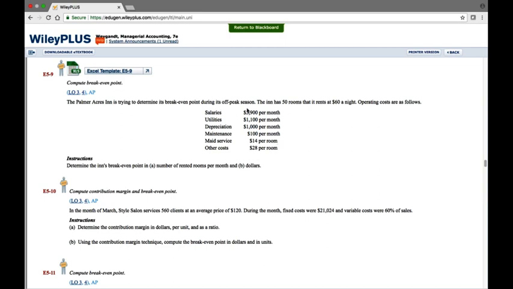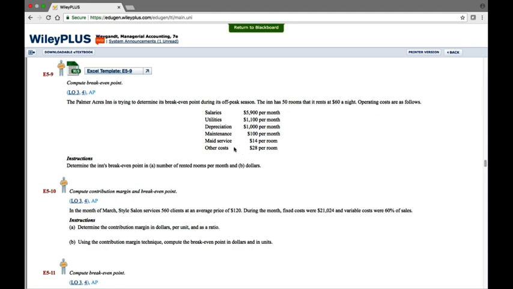We have salaries, which is $5,900 per month. Utilities is $1,100 per month. Depreciation is $1,000 per month, and maintenance is $100 per month. These are all monthly charges. Again, they mean they are fixed costs. They're not going to vary with the volume, that is the number of guests that are occupying the rooms.